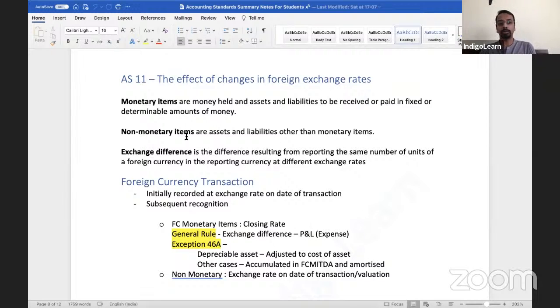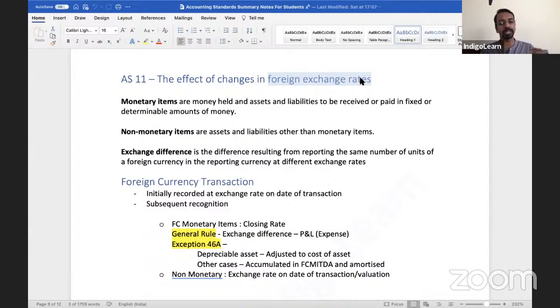Okay, so Accounting Standard 11 deals with the effect of changes in foreign exchange rates. So the title of the standard is Effect of Changes in Foreign Exchange Rates. Now, when would this situation arise? Whenever an entity is transacting in foreign exchange. To put it very simply, let's say there is a company based out of India whose functional and reporting currency is the INR. If they are transacting in US dollars, how should they account for the effect of those changes?